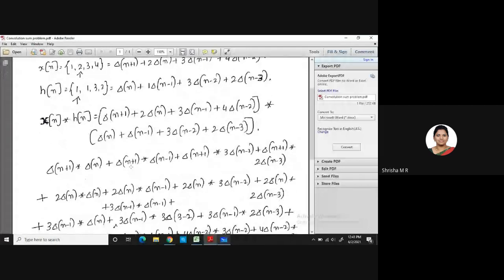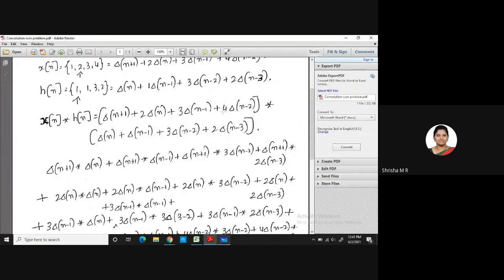Okay, that is what is here, plus 3 times delta n minus 1 convolved with delta n, plus 3 times delta n minus 1 convolved with delta n minus 1, plus 3 times delta n minus 1 convolved with 3 times delta n minus 2, plus 3 times delta n minus 1 convolved with 2 times delta n minus 3. Okay, and multiply this last term with all these 4 terms so that you will have convolved both the sequences, right?